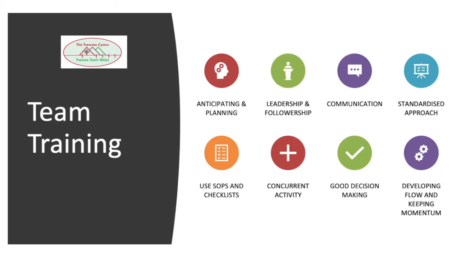This is to show that these things are possible, but only by focusing on these elements of team training. Anticipating and planning ahead, and good leadership by the trauma team leader, and good followership by the team members. Use of good communication techniques, and everyone using the same standardized approach, using standard operating procedures and checklists, and good shared decision making. The leader always trying to maintain flow and momentum with directed team goals.